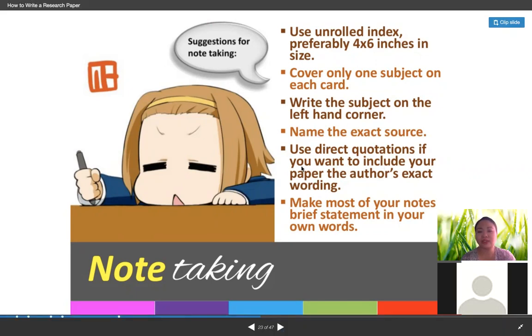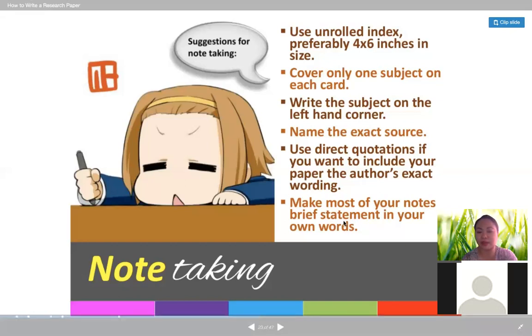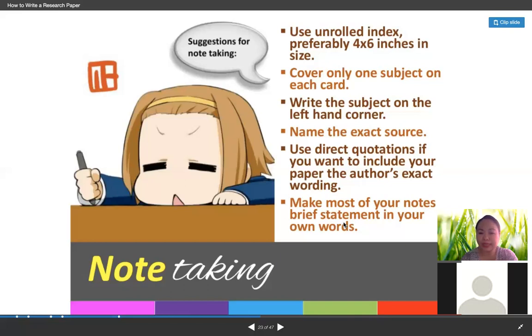And then use the quotation if you want to include in your paper the author's exact wording. No? Kung anong sinulat ng author, yun talaga ang direct quotation. Isusulat mo. No more, no less. Now, for example, sometimes you can rephrase that, which will be discussed on the next slides. Then make most of your notes brief statements in your own words. No? Ito yung paraphrasing na.